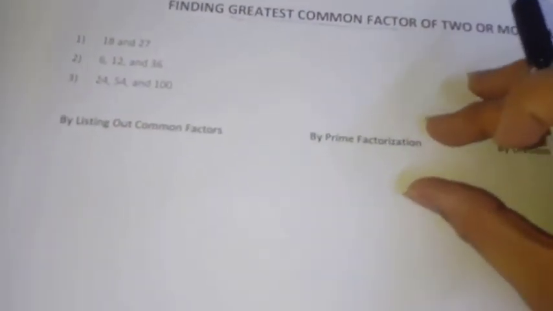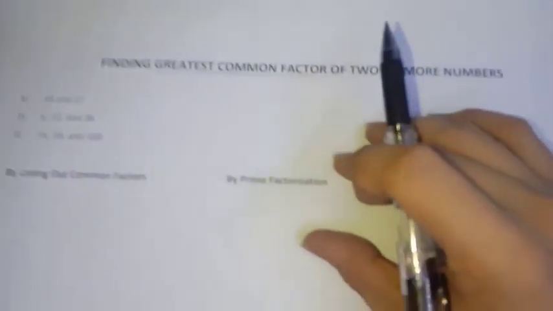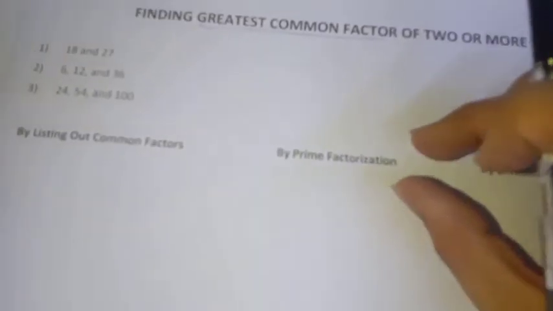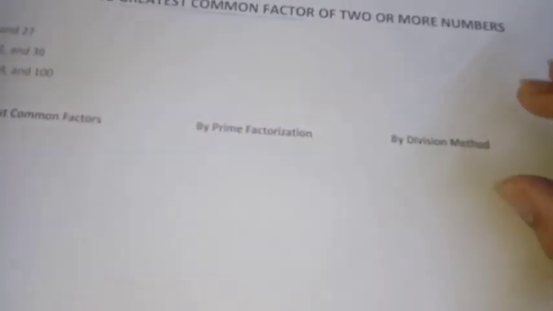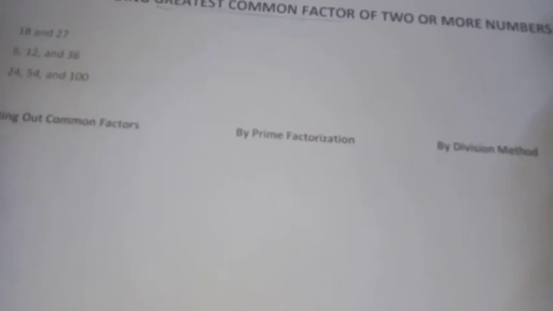And for the second method naman, gamit tayo ng prime factorizations. Na kung saan, we will only list the prime factors of each given number. And last method is by division method. So dito naman, ito yung pinakamahaba kasi we're going to divide our given number. So let's begin with the first item.